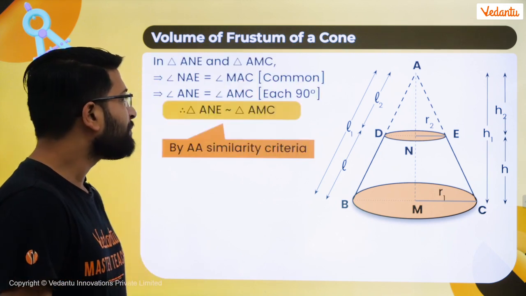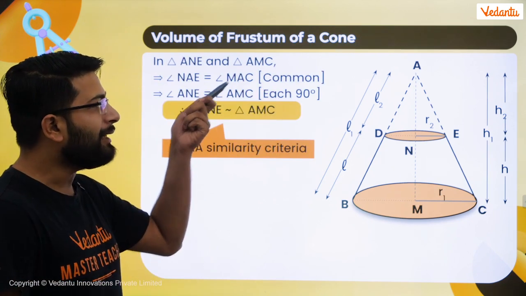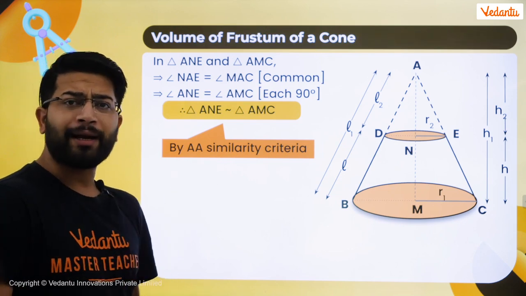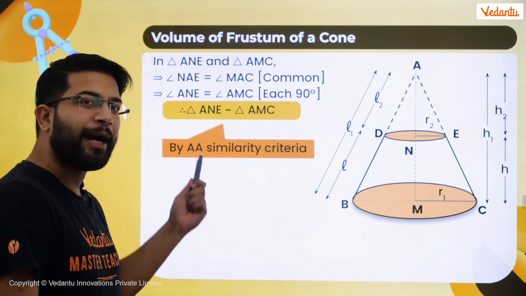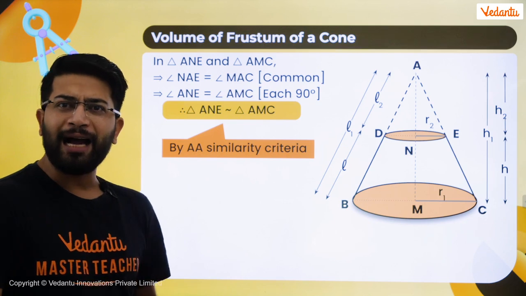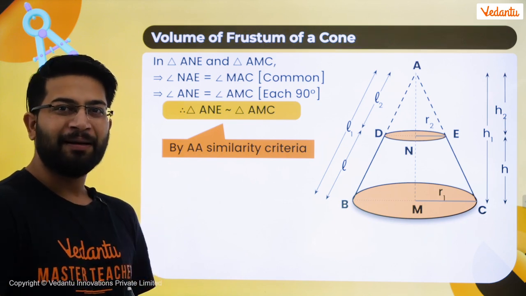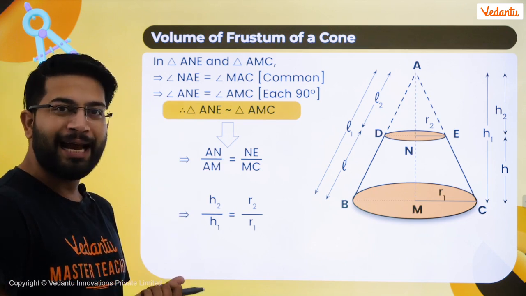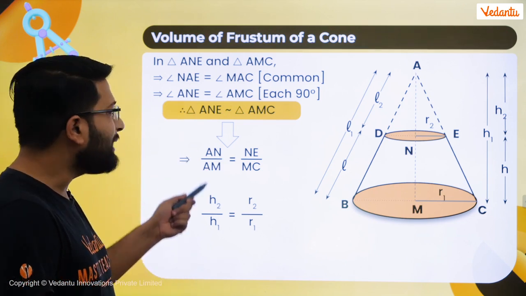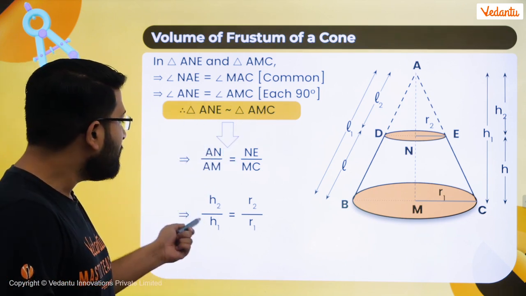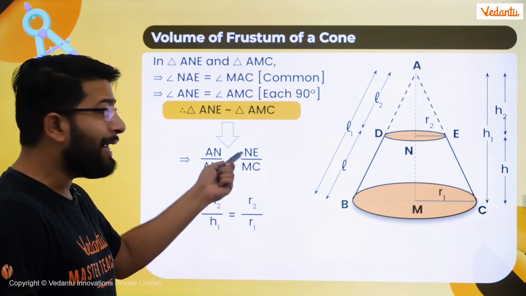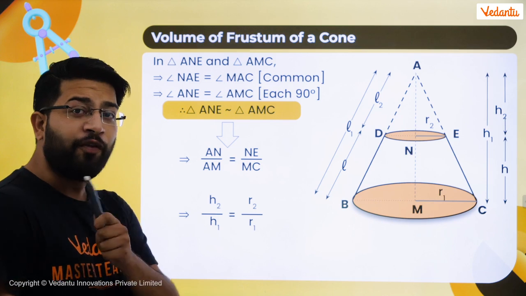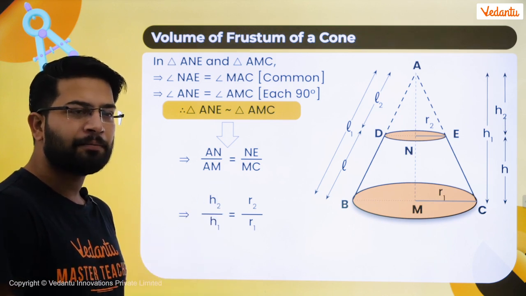So now let's get started. First of all, we can see the triangle ANE and triangle AMC. Both the triangles are similar by AA criteria. Now we know that if two triangles are similar, then the ratio of their corresponding sides will be equal. Yes, now we know that AN is H2, AM is H1, NE is R2 and MC is R1. So from here, we can find the relation between H and R.